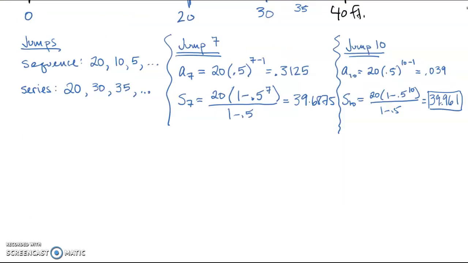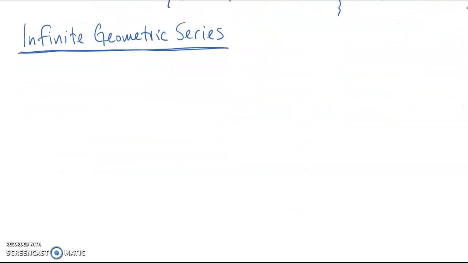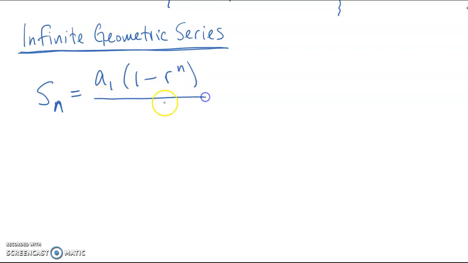Okay, so what we're developing into is this concept of an infinite geometric series. That's really all we're trying to do with this example: what happens if the bug jumps forever? Not 100 times, not 1,000 times, literally forever. And it's a really quick connection in that we already have a formula for a finite geometric series. Let me write that down one more time. A sub 1, 1 minus r to the n, all over 1 minus r. Okay, so we have this for any number n of terms.